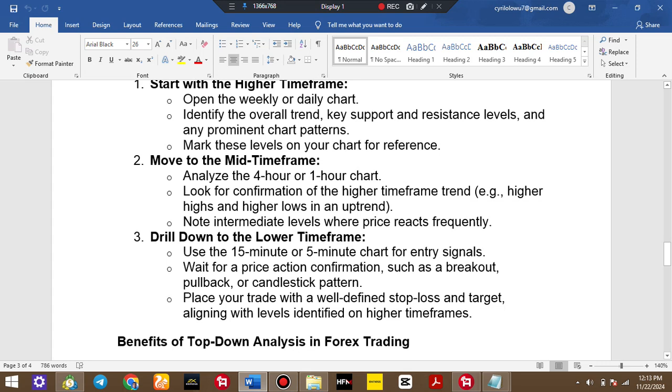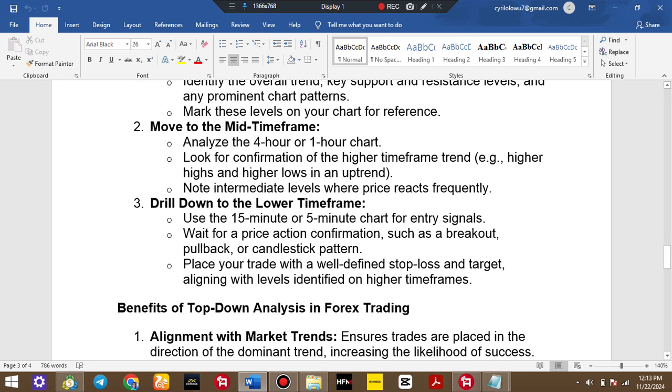Number 2, move to the mid time frame. Analyze the 4-hour or 1-hour chart. Look for confirmation of the higher time frame trend, e.g., higher highs and higher lows in an uptrend. Note intermediate levels where price reacts frequently.